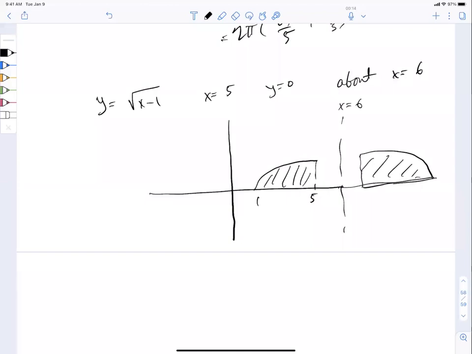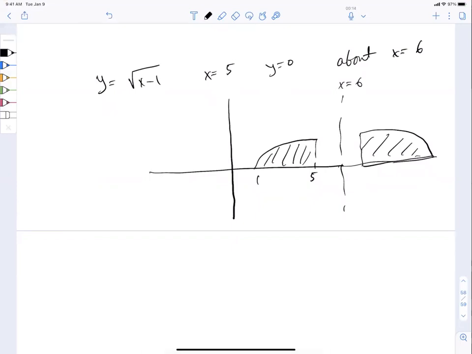Okay. Now let's do this one with the washer method first. Again, remember what your shapes are going to look like. This is a solid, a rotation of that piece. So it's, I don't know, a cake with a hole in the middle, if you want to think about it that way.